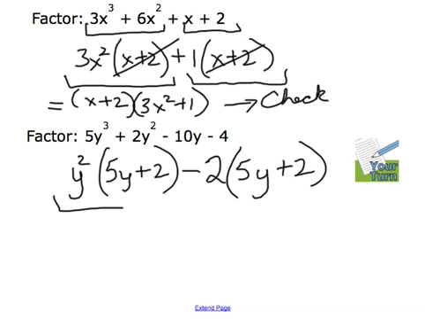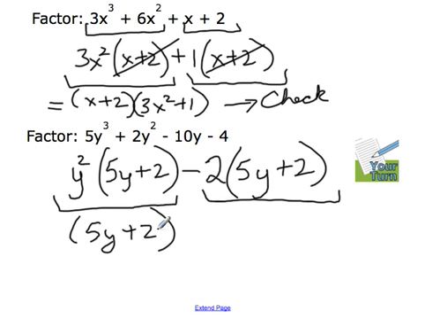Now take a look. Here's a term and here's a term. Each of them have 5y plus 2's. I can write that at the start and then write down what I have left over. So these two are factors of the original.